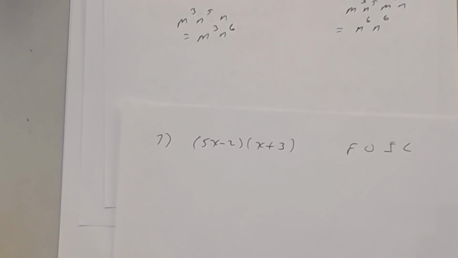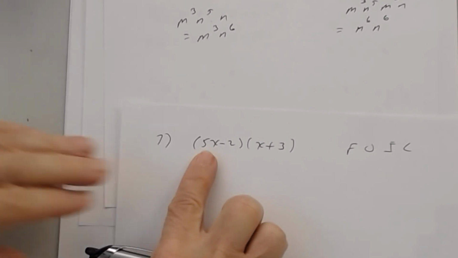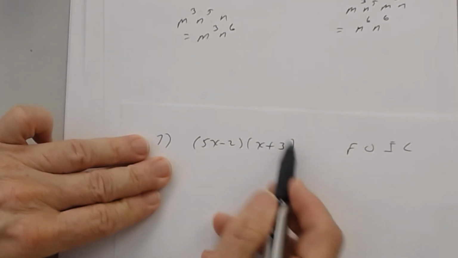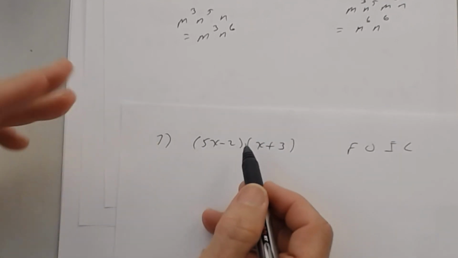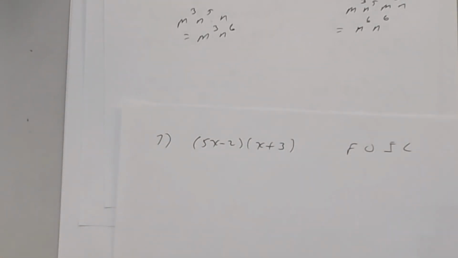Yes. I don't understand what the FOIL is. Well, we're about to talk about it. All right. So the distributive property, it does involve the distributive property because basically what's happening is everything in here is multiplied by 5x and everything in here is multiplied by -2. That's really what's happening here.